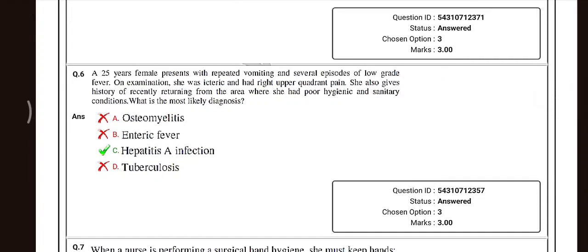A 25-year-old female presents with repeated vomiting and several episodes of low grade fever. On examination, she was icteric and had right upper quadrant pain. She also gives a history of recently returning from an area with poor hygienic and sanitary conditions. What is the most likely diagnosis? These symptoms and the history indicate hepatitis A infection.